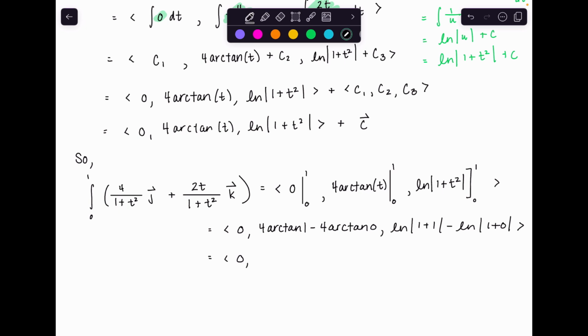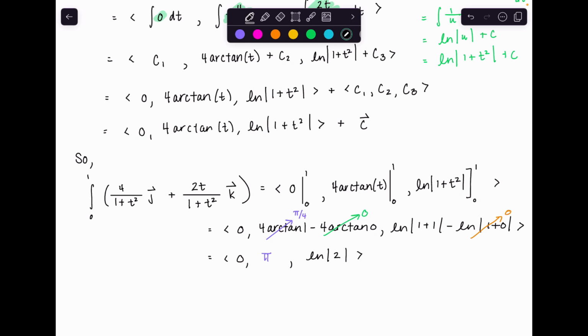And then if you don't remember these, that's okay. Arctangent of 1 is pi over 4. So this would be 4 times pi over 4, which gives you pi. And then arctangent of 0 is 0. So the middle is just pi. And then this gives us natural log of 2, and natural log of 1 is 0. So the integral of this vector function is this resultant vector.